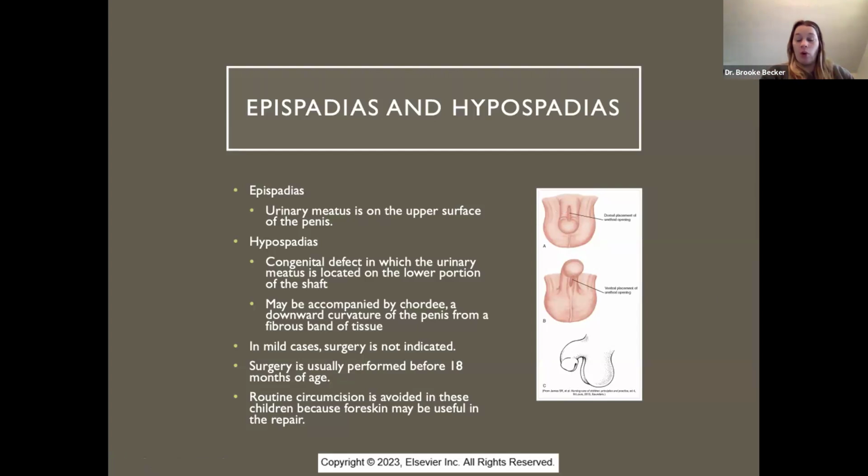Usually they do the surgery before 18 months of age, in the hope that it doesn't affect their potty training development. Okay. They will not do circumcision routinely in these kids because they utilize the foreskin to help with the repair. So if parents want kids circumcised, they'll do this repair first and then they'll do the circumcision.